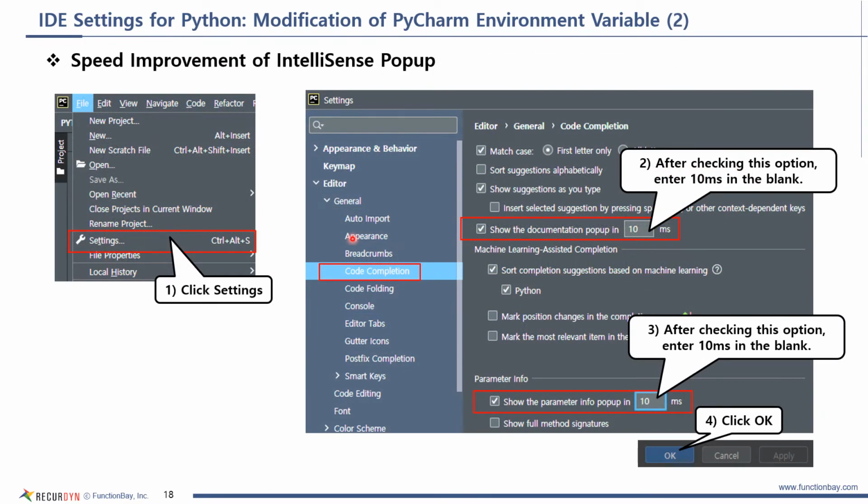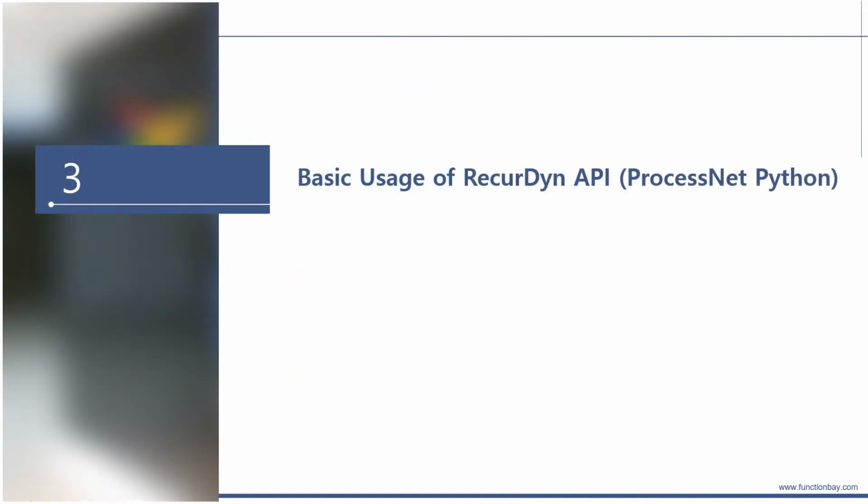The next thing to set is IntelliSense's pop-up speed. Click Settings on the File menu to open the Settings window. In the Settings window, go to the Code Completion under Editor and General. You see that the default value of Show the Documentation pop-up in is 1000 milliseconds. The default value of Show the Parameter Info pop-up under the Parameter Info is also 1000 milliseconds. Change both values of 1000 milliseconds to 10 milliseconds. You are now all set to use Python and PyCharm.